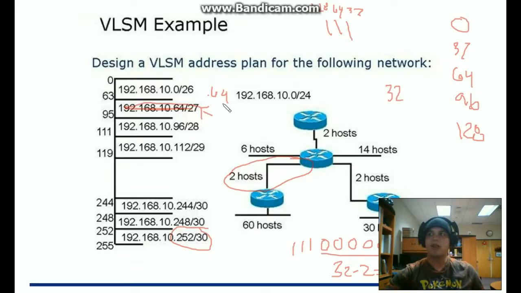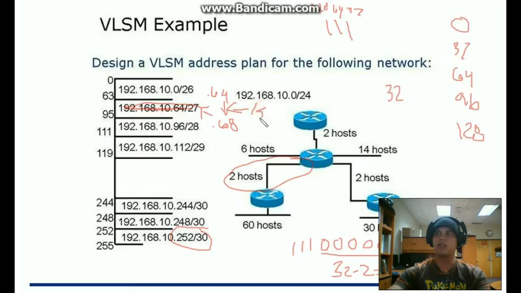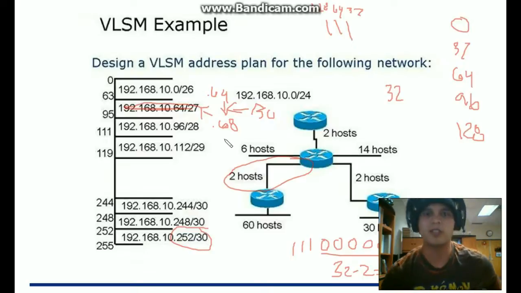/30 takes up 4 IP addresses. So the next subnet ID would be a .68. And let's say we just threw in a /30 right here. We cannot put in a /27 right after this .68. Reason being, if we look at where our subnet ID lies, it will never land on a .68. All right, so then you'll just have IP address subnet overlap.